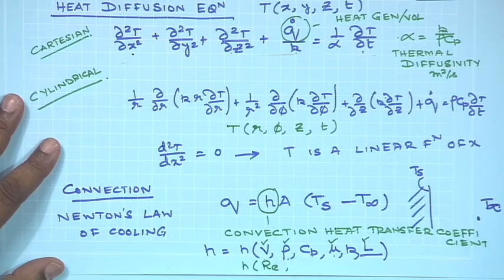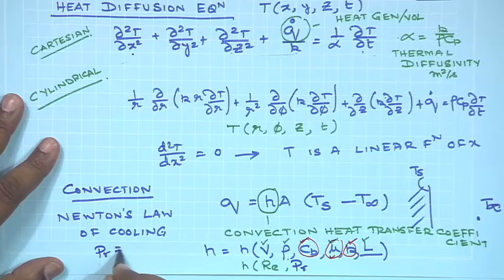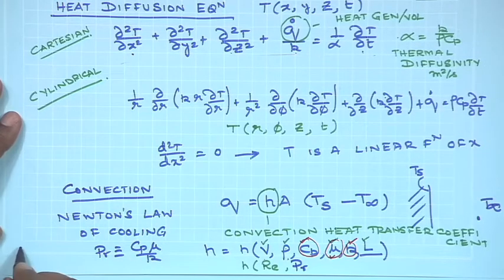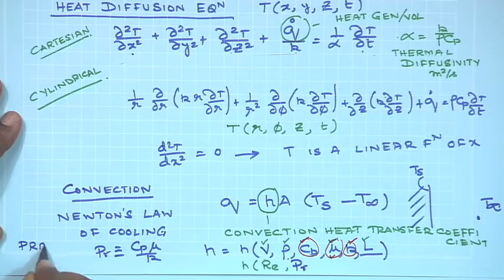And when you think of Cp, mu and k, when you think of these three, you know that they make up the Prandtl number, where the Prandtl number is defined as Cp mu by k. This Pr is the Prandtl number.